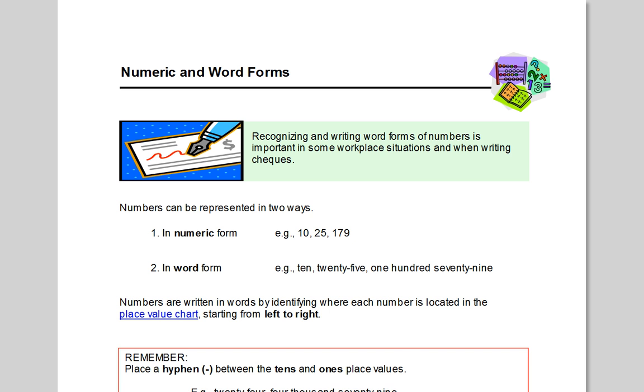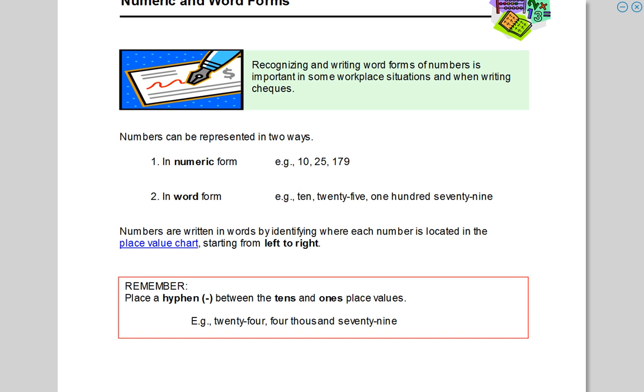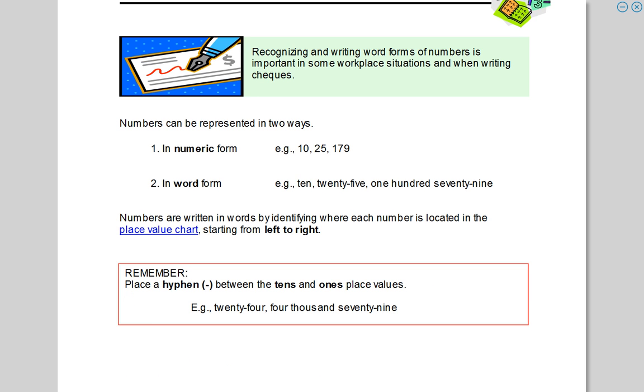Okay, so it says here at the top, recognizing and writing word forms of numbers is important in some workplace situations and when writing checks. If I have to give a large sum of money to somebody or an organization, then I will write a check. I'm not going to walk around with cash on me. Like if I got to pay for my kids' hockey, I'll write a check. If I have to pay for the fence that some guy built for me in August this year, I give him a check. I'm not just going to roll out a wad and pay him in bills.